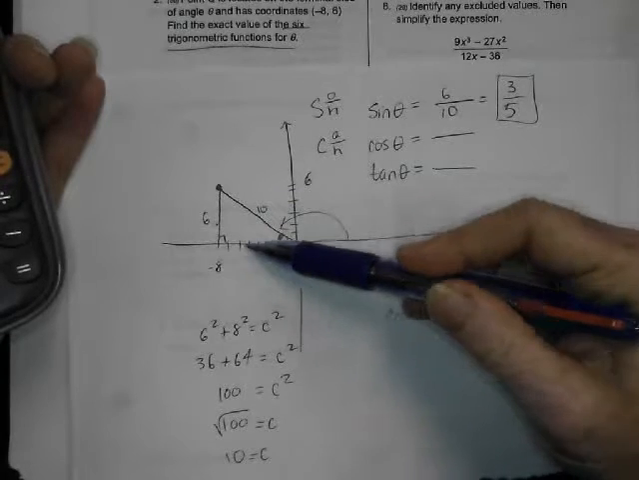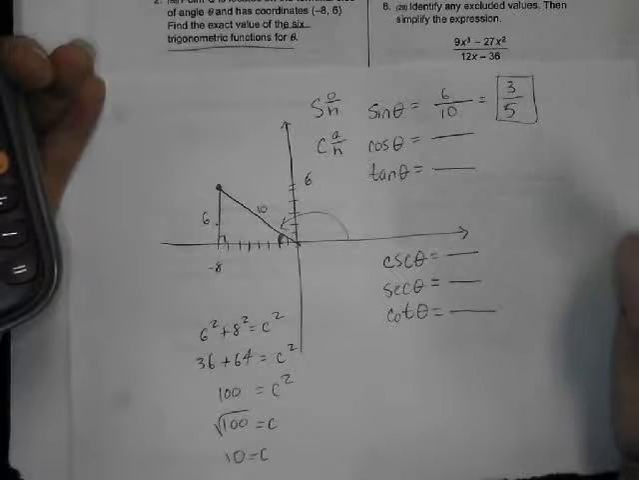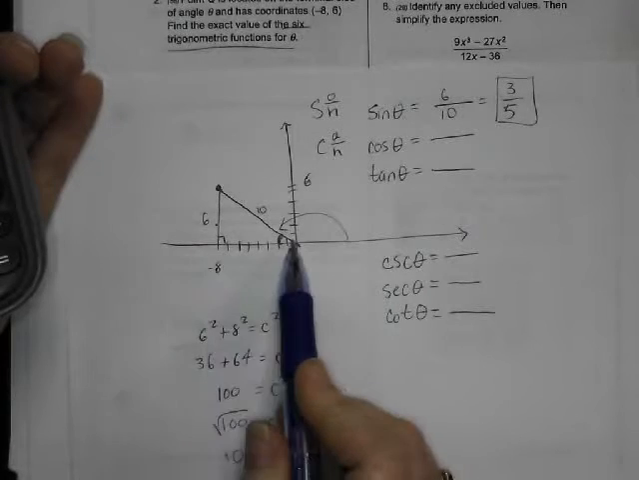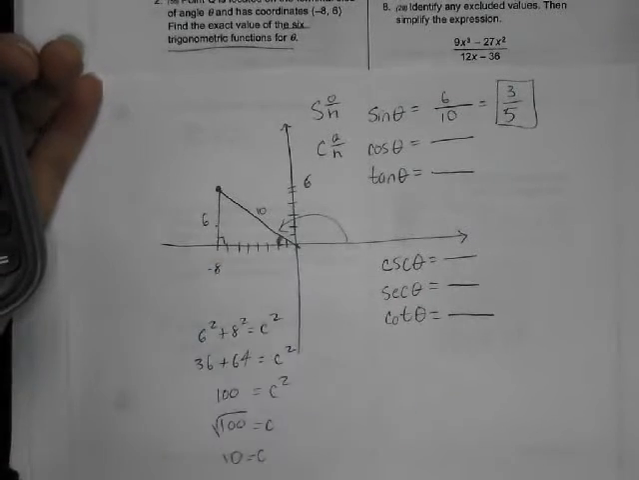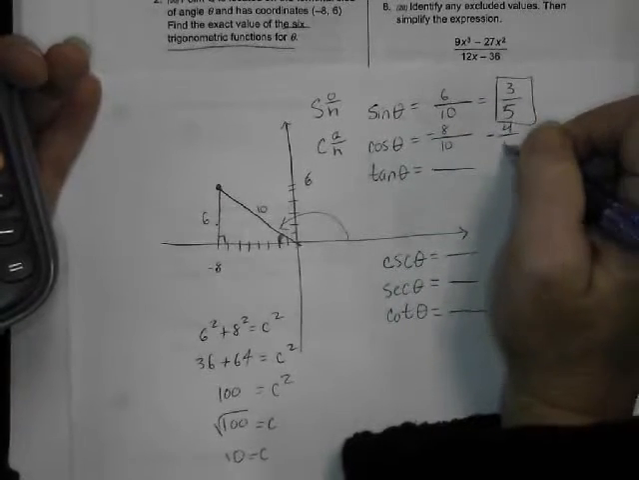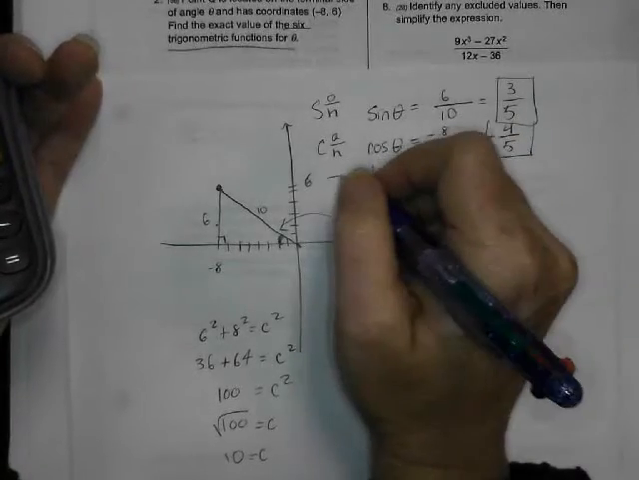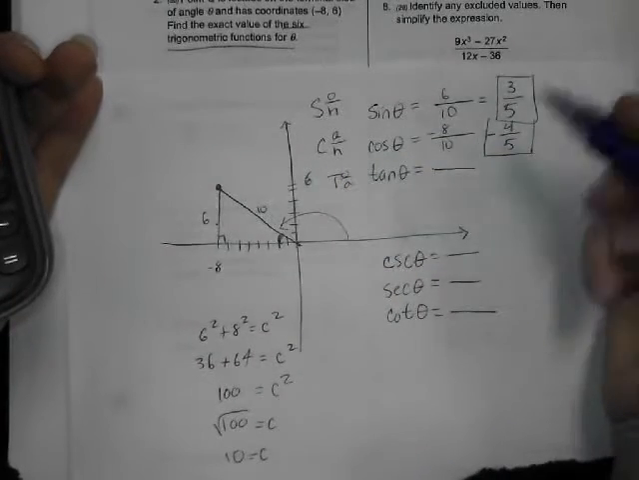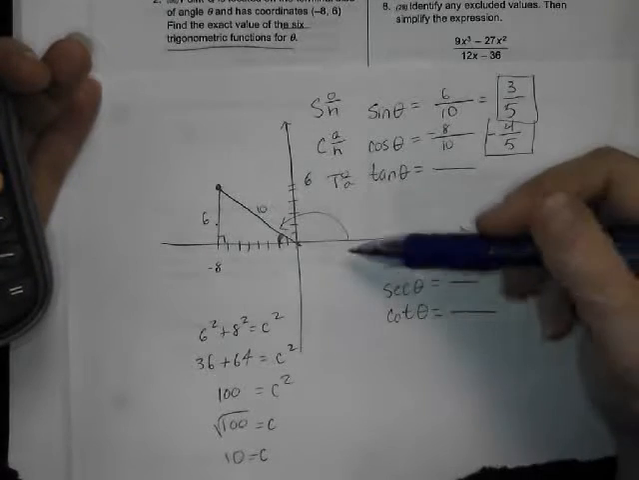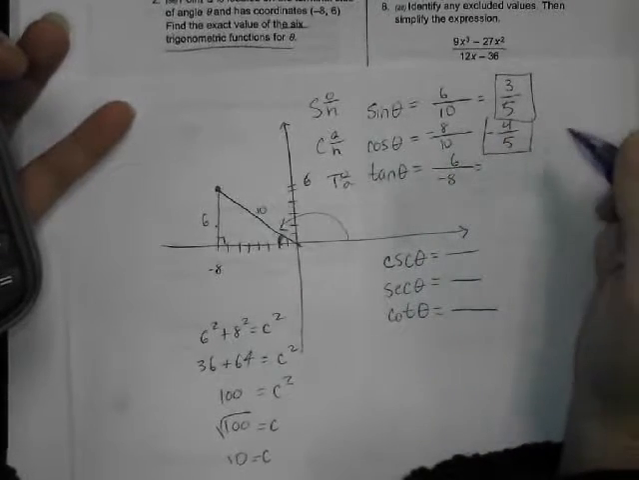Adjacent's 8. Now notice it's really -8, isn't it? Because it went left by 8. So really it's -8 over 10, which is -4/5. And then tangent is the TOA of SOHCAHTOA, so it's opposite over adjacent. Opposite is 6, adjacent is negative 8, so that's equal to negative 3/4.